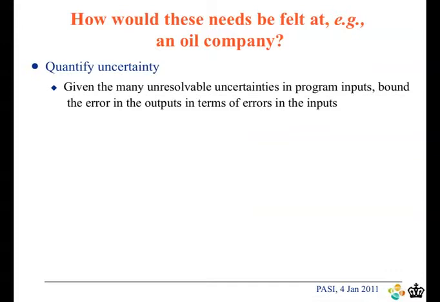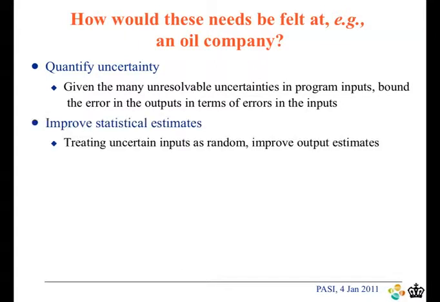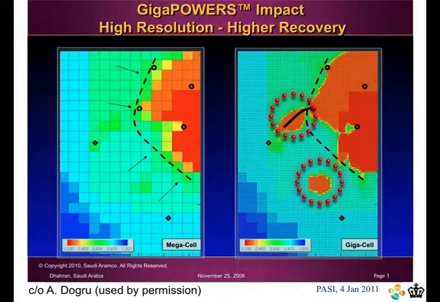We want, of course, really we want to get beyond oil and not keep putting so much carbon in the atmosphere. But that's a whole other collection of science problems. Quantify uncertainty. I've referred to that. Improve statistical estimates. This is an example of, I have full permission from Aramco, the world's largest oil company, to show you this slide.